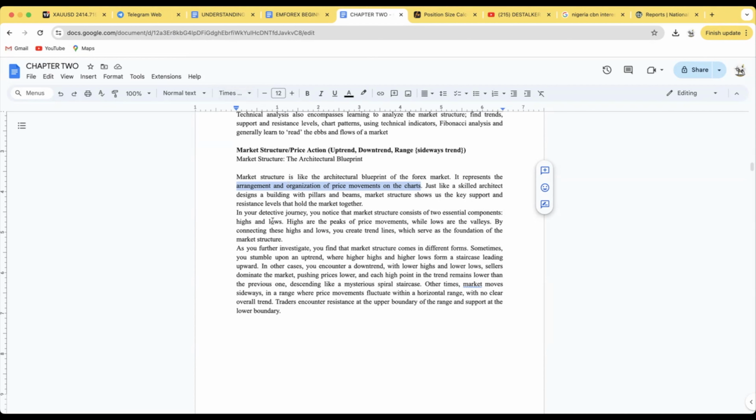Now you come to a store today to buy a particular good, and they tell you it's 1,000 naira. You come tomorrow, and they tell you it's still 1,000 naira. You come the next day, they tell you it's still 1,000 naira. What does that really mean to you? That particular price level is holding based on the value of that commodity.